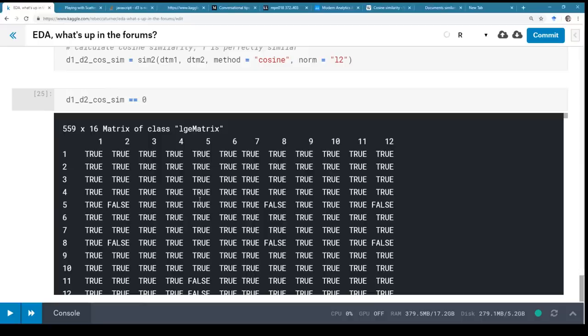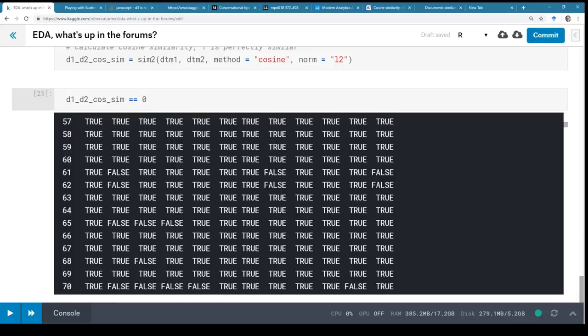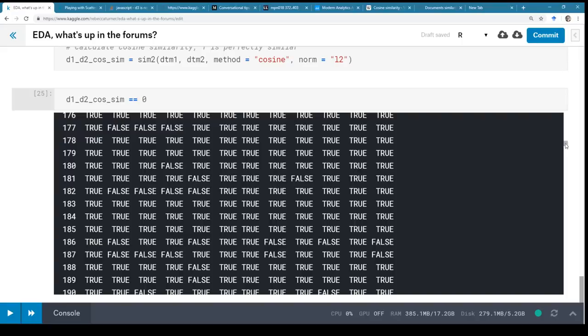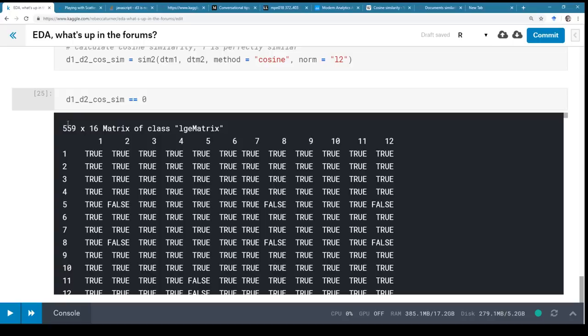So let's look at all the things that are zero. Most things are zero. So noted. One thing that we can do is take the sum of each column. So this is each comment this week, and this is each comment this month, and this is the similarity of each comment to each other comment.